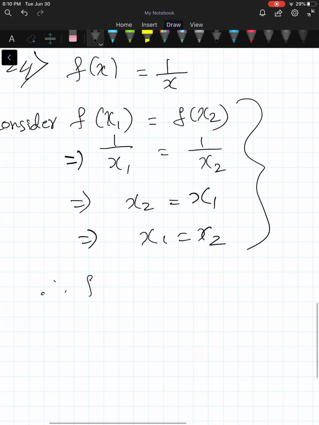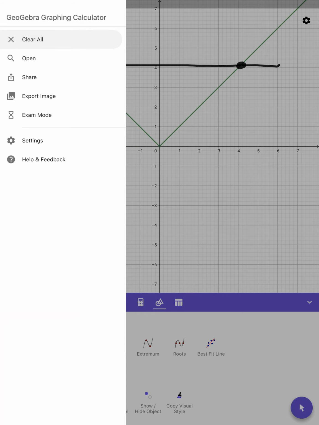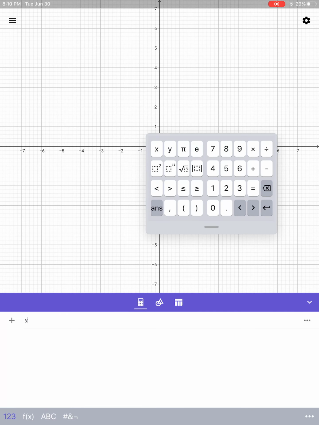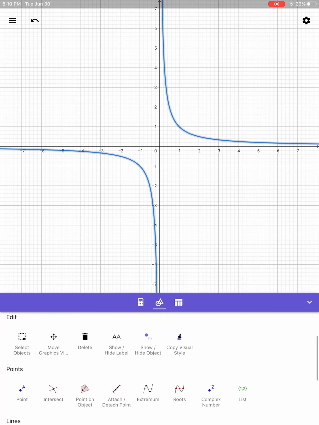So this is satisfying the definition of a one-to-one function. Therefore f is a one-to-one function. So let us verify this using the graph as well. I'll clear the old graph. So y is equal to, what was the thing? Okay, 1 divided by x. Okay, so this was the graph, correct?